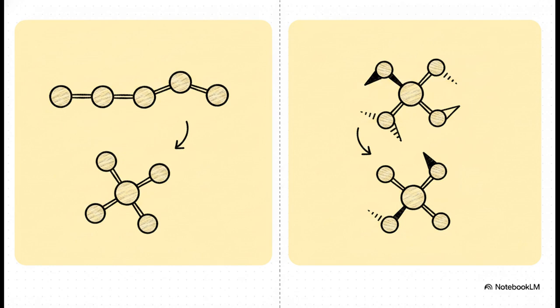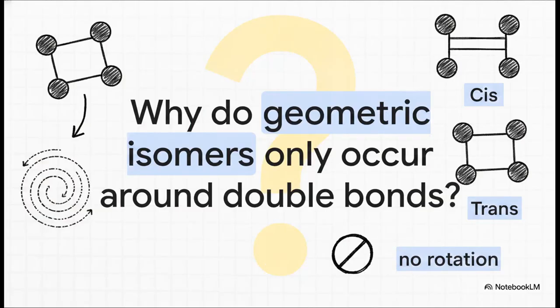On the right, we have stereoisomers. Now, these are much subtler. They have the exact same basic atomic connectivity, but they orient themselves drastically differently in 3D space. Let's test your understanding of that 3D space real quick. Geometric isomers, which are a type of stereoisomers that exist in cis or trans configurations, only happen around double bonds. Why don't we see them around standard single carbon-to-carbon bonds?